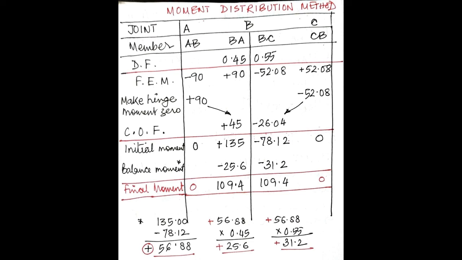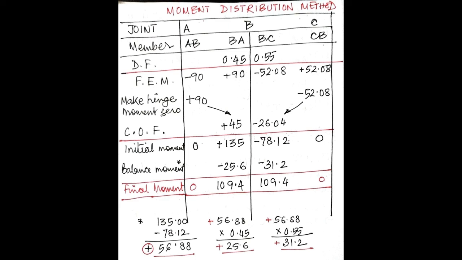Right. Next, as I have explained, if you see the diagram once again, A is not a fixed joint, A is a hinge joint, so the moment is 0. But in the last step we have written FEM at A, that is AB, as minus 90. So here how will we make the hinge moment 0? If we write plus 90, so minus 90 plus 90 will balance out. How do we make a moment 0 which has a moment of minus 90?